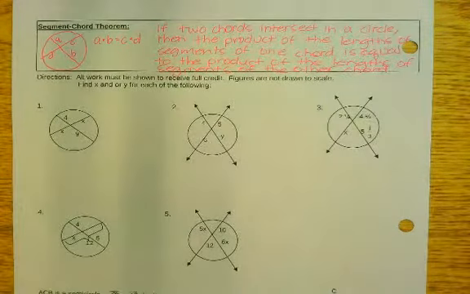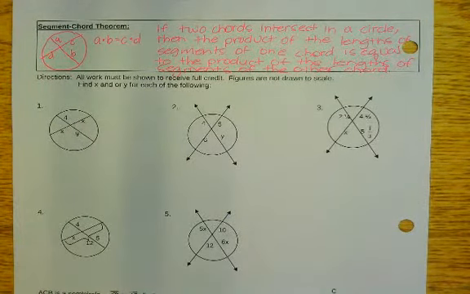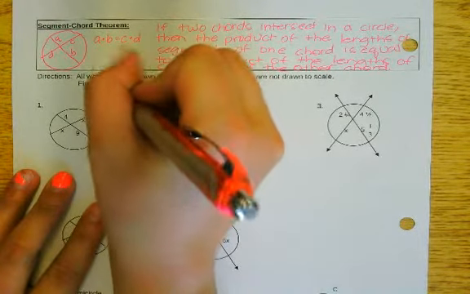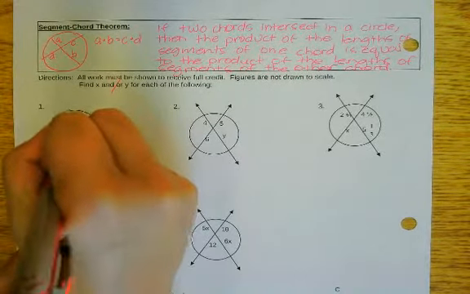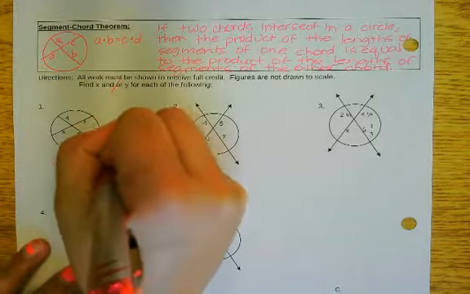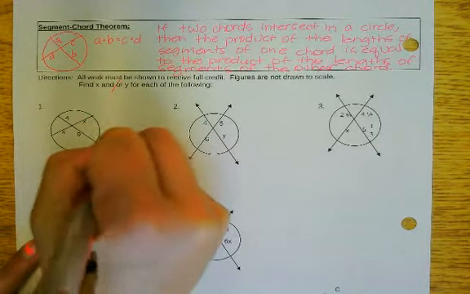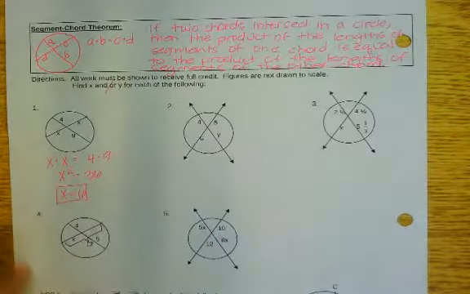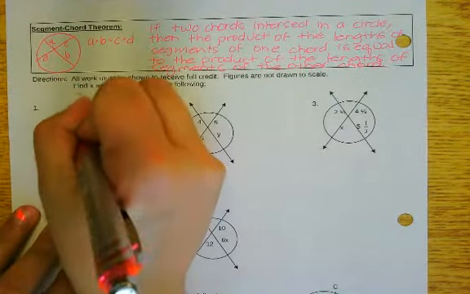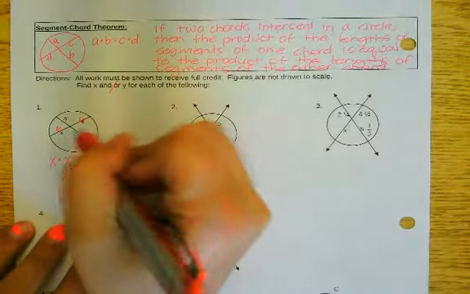Okay, so all work needs to be shown. Figures are not necessarily drawn to scale. Find x and or y for each of the following. For number 1, how would you set it up? x squared equals 4 times 9, so x equals 6. Then go back and make sure that it's right. If I put in 6, 4 times 9 is 36, 6 times 6 is 36, so we're good.